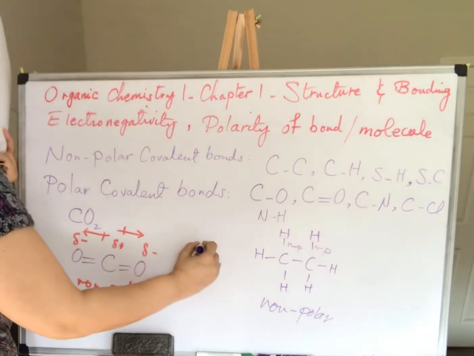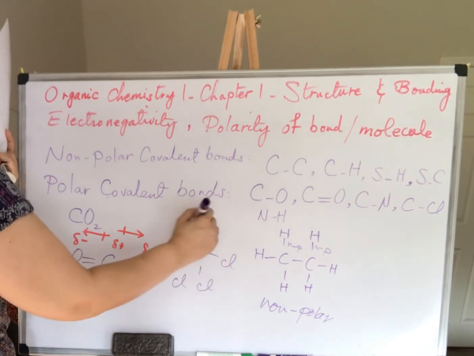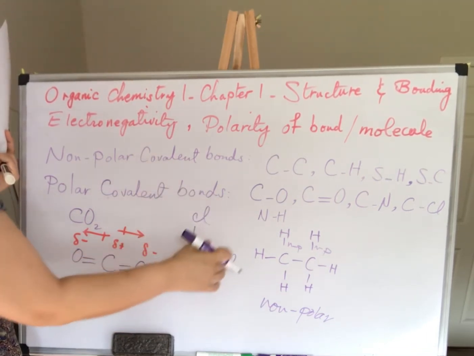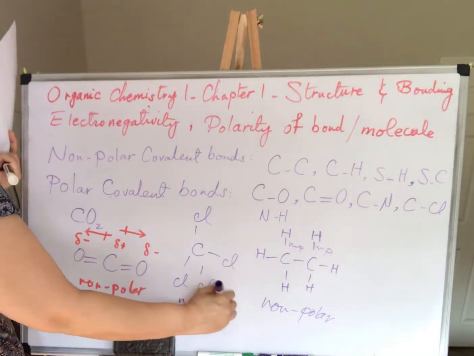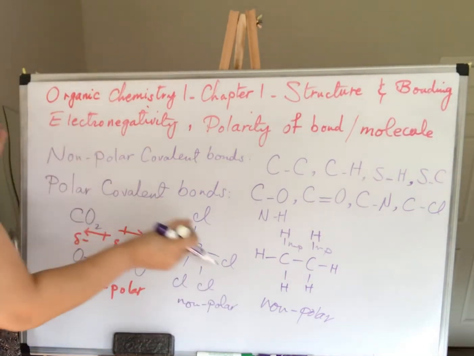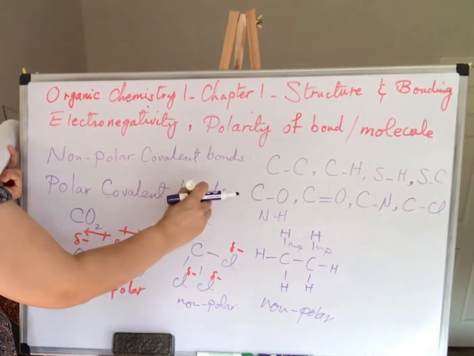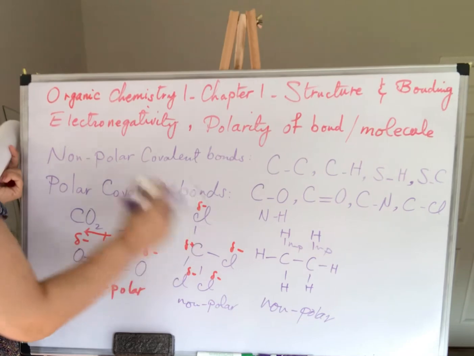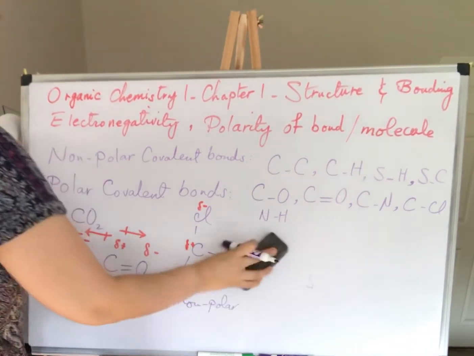Or when you draw CCl4, the same. When you draw the vectors, they all cancel out each other. So it's another non-polar molecule. Although the bonds are polar, carbon-chlorine, they are all polar, because of the geometry of the molecule, all the vectors are going to cancel each other.